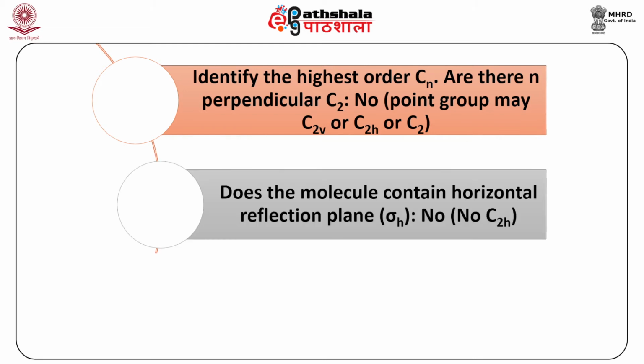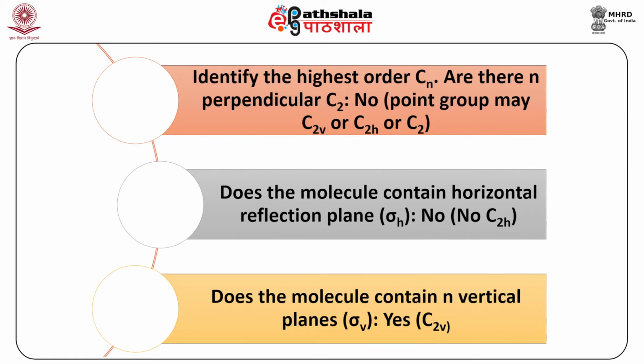The next question is to rule out two possibilities out of C2V, C2H or C2 and zero down to one possibility. Does the molecule contain a horizontal reflection plane, sigma H? The answer is no. It contains a vertical reflection plane. Thus, no C2H. Final question, does the molecule contain n vertical planes? The answer is obviously yes. It contains the vertical planes. Thus, the point group of water will be C2V.